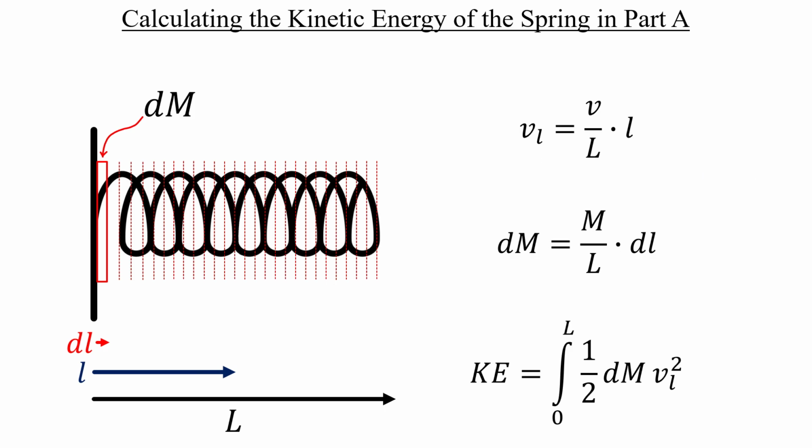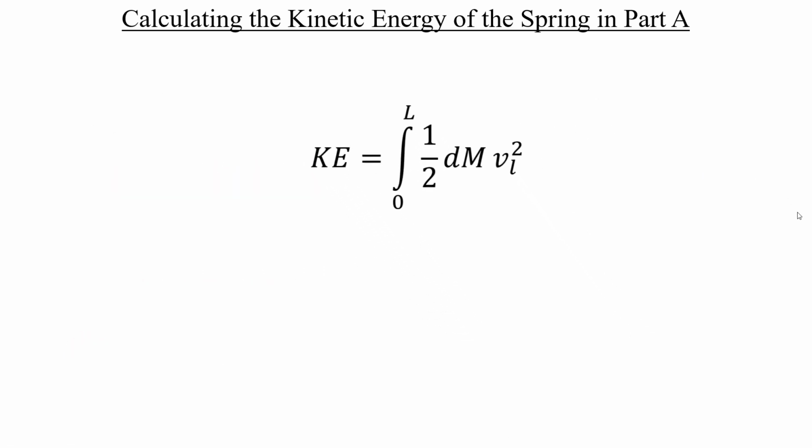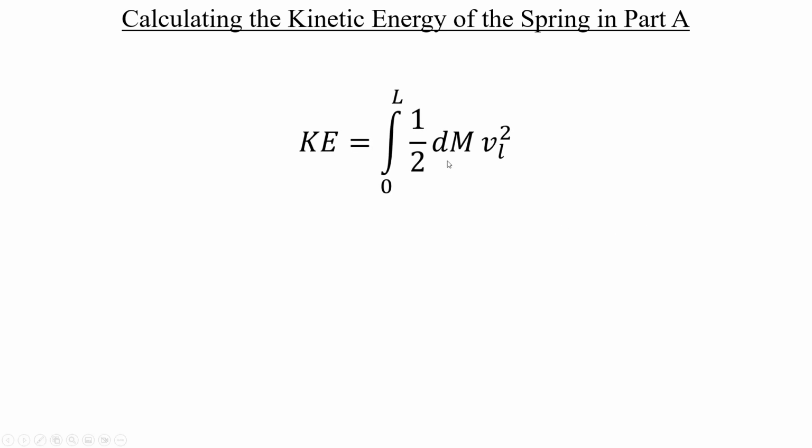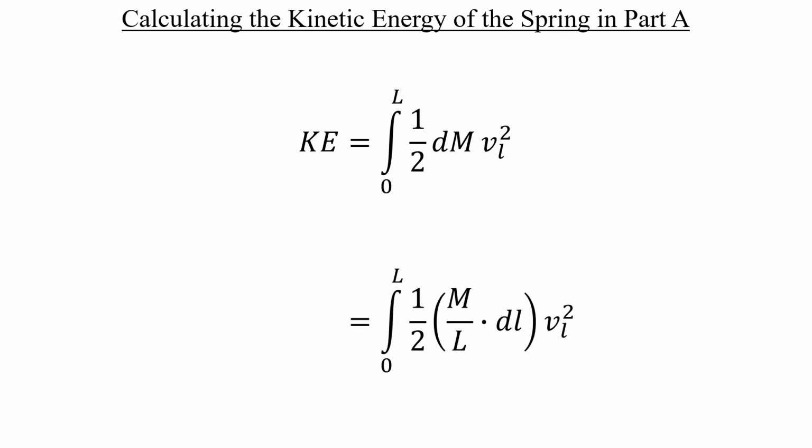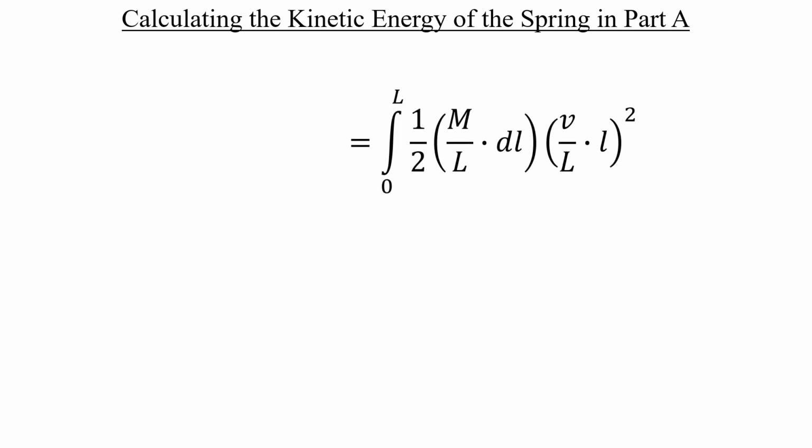Let's do that on a fresh slide. First up is substituting dm for m over capital L times d lowercase l, like this. Now the integration variable is correct, since lowercase l can range from 0 to the entire length of the spring. Next is to substitute v sub l, which also depends on lowercase l. We have everything that we need, but the pieces are just all over the place. Let's rearrange this and fix it up a bit.